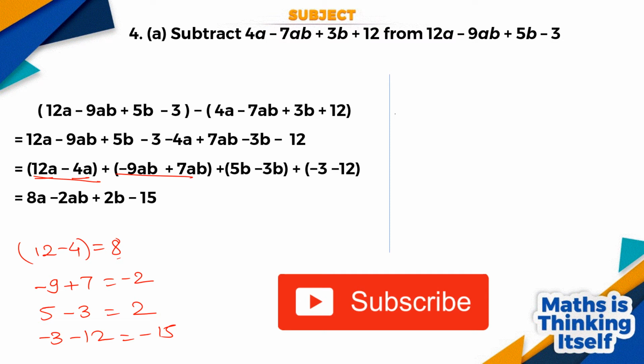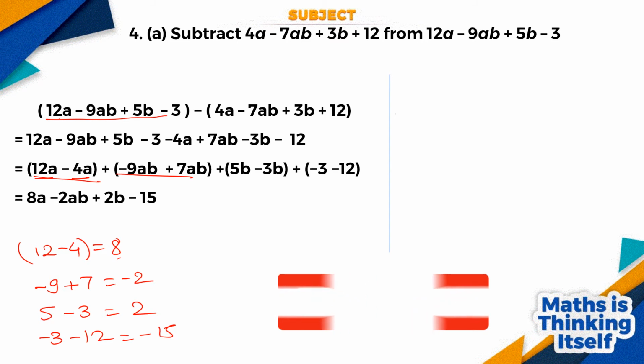Now this example can also be solved by the column method. When we arrange the column method, first of all we write the first expression as it is, and then below 12a you have to write the like term of 12a. If there is no like term, put a blank. So we can arrange it in the column method as follows.